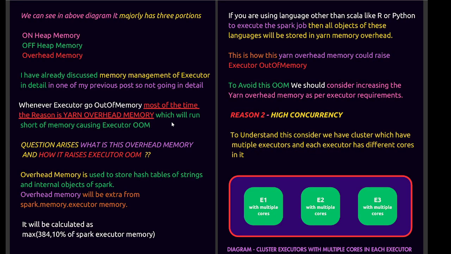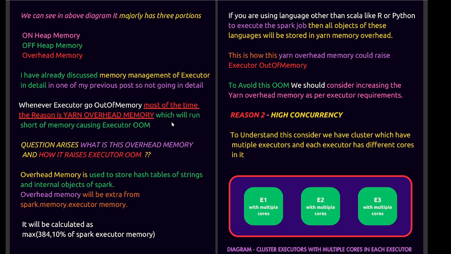So if you are using any language other than Scala, like Python or R, to execute the Spark job, then all the objects of these languages will be stored in yarn memory overhead. This is how memory overhead could raise an executor out of memory. To avoid this, we should consider increasing the yarn overhead memory as per executor requirements.